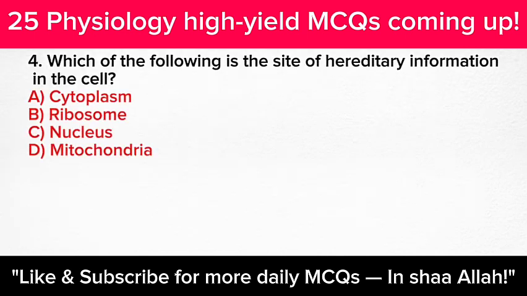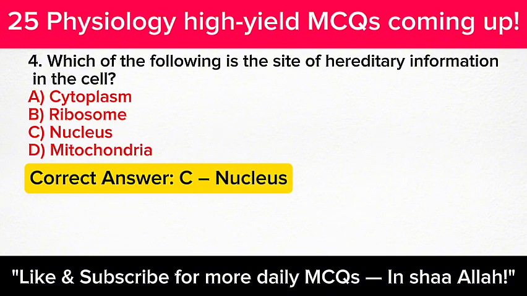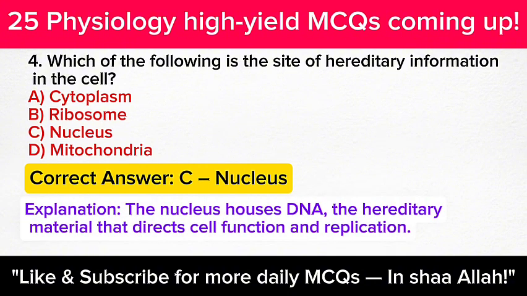4. Which of the following is the site of hereditary information in the cell? A. Cytoplasm. B. Ribosome. C. Nucleus. D. Mitochondria. Correct answer, C. Nucleus. Explanation. The nucleus houses DNA, the hereditary material that directs cell function and replication.